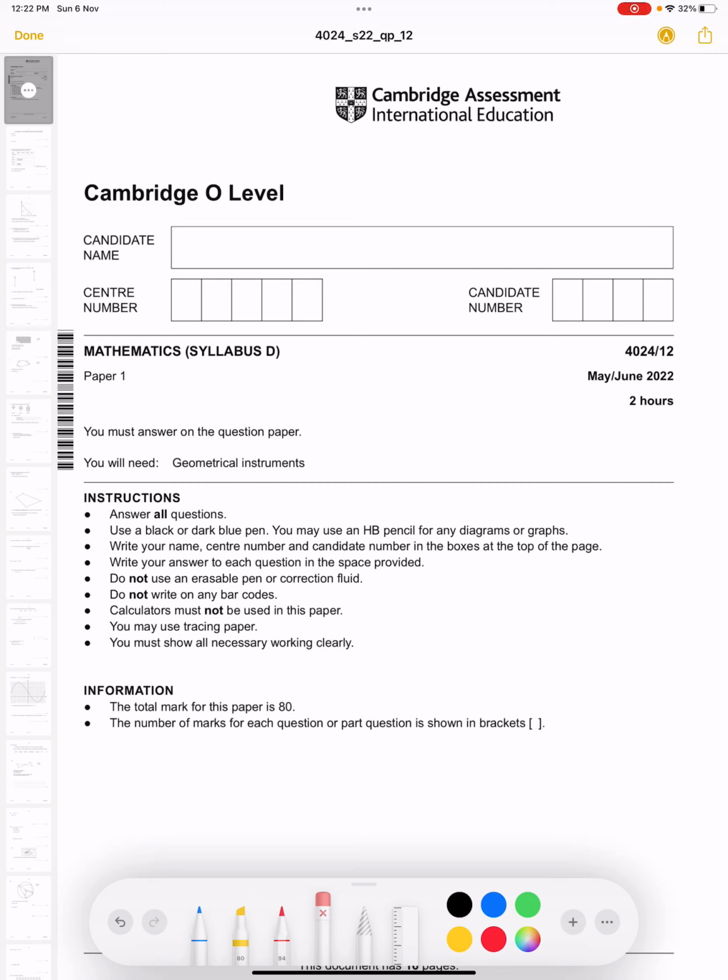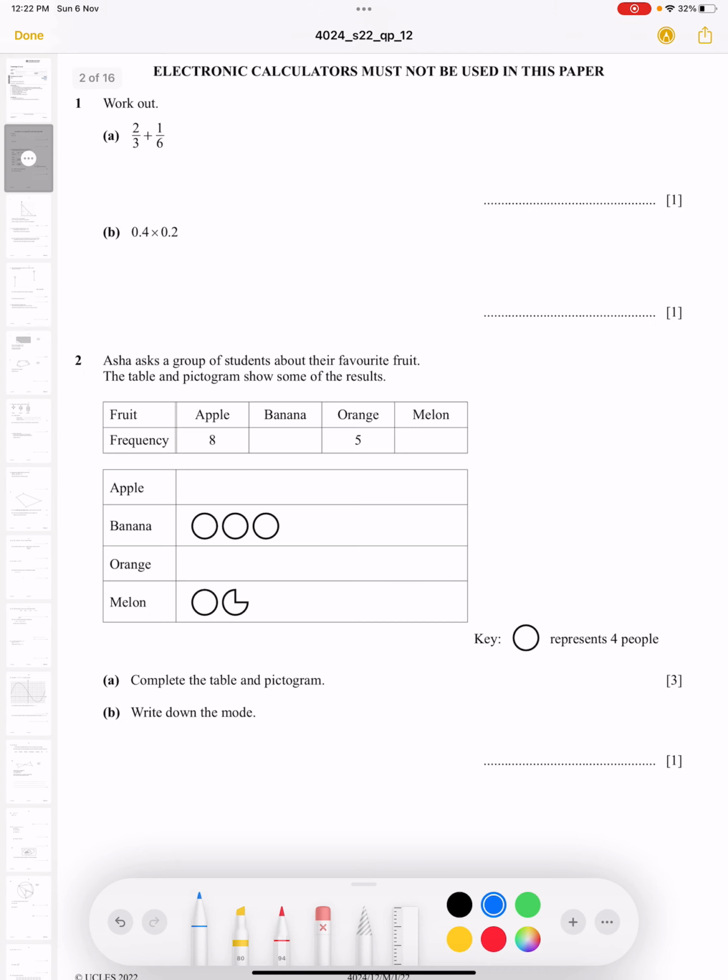Today we are going to solve May-June 2022 Mathematics, O-Level Mathematics 4024, Paper 1 and its variant 2. It's the paper May-June 2022. So we will try to solve half part of this paper in today's video and the remaining half will be solved in the next video. So let's start the paper.